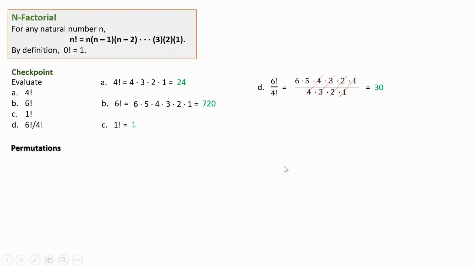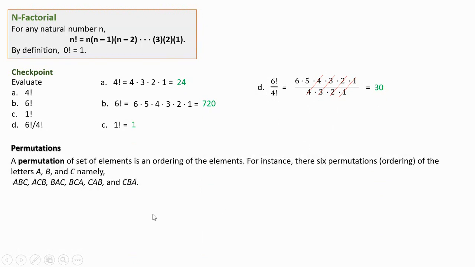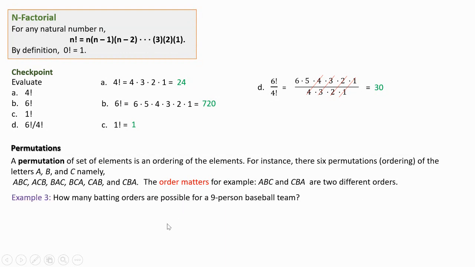Now these are called permutations. A permutation of a set of elements is an ordering of the elements. For instance, there are 6 permutations or orderings of the letters A, B, and C. And those are the 6 ways. Okay, now, the order matters. For example, A, B, C and C, B, A are 2 different orders. That's right, in permutations, the order matters.